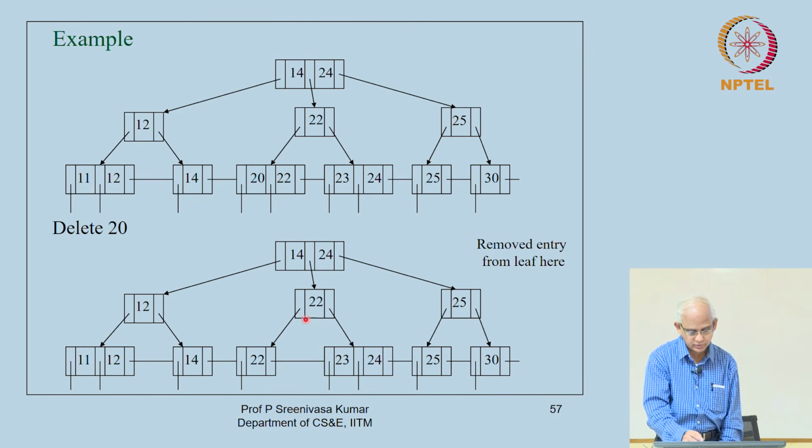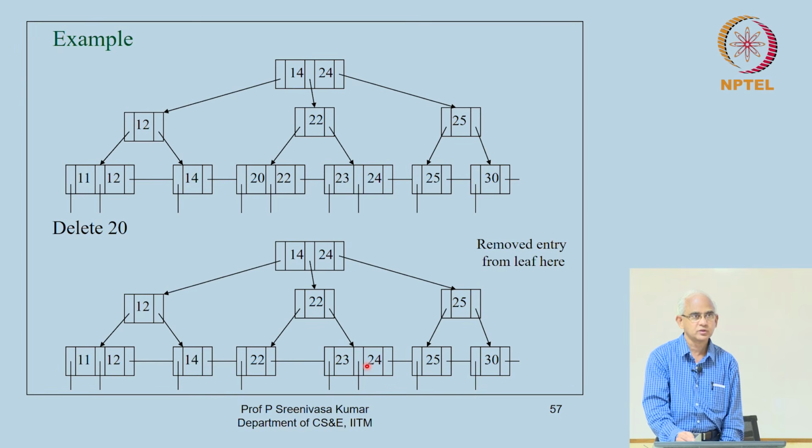To minimize the changes to the tree, instead of removing this leaf, we can look at the left sibling, and the right sibling here, and borrow a key from there. Suppose you borrow a key from there, then I can retain this leaf as it is, and I do not have to make many changes. Of course, since 22 has gone now, I should replace it by whatever I have borrowed. I can borrow 23 from here and replace 22 by 23, then everything will be alright.